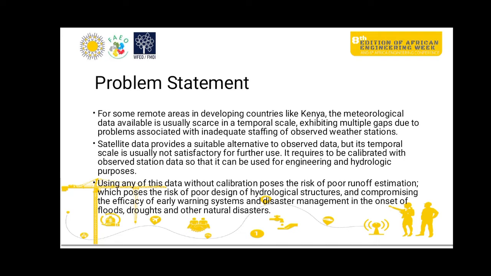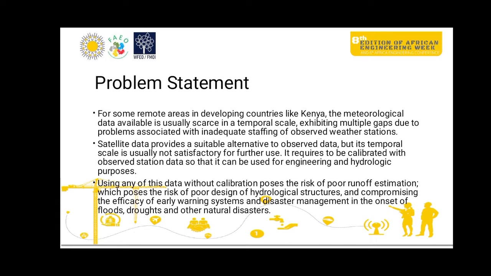There are also issues with attenuations and backscatters of data, among many other things that make satellite data not so attractive in terms of spatial scales, despite the fact that it's temporally adequate, in that it has data for almost every day. Some satellites even have data for twice or thrice a day. So using any of this data separately poses the risk of poor runoff estimation, which may lead to poor design of hydrological structures and compromising the efficacy of early warning systems and disaster management in the onset of floods, droughts, and other natural disasters.